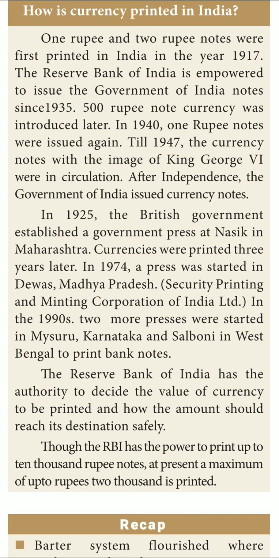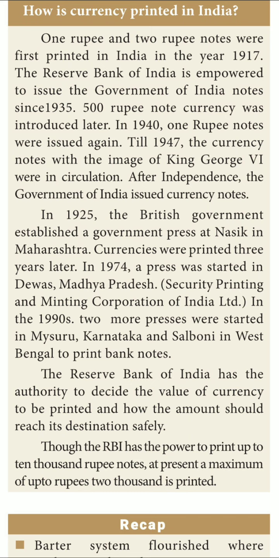In that 1 rupee coin also, the head of King George VI was printed and these were in circulation. After independence, the Government of India issued currency notes. The British government in 1925 established a government press at Nasik, in Maharashtra, and currencies were printed three years later. After that, in 1974, a press was started in Dewas, in Madhya Pradesh. In 1990, 2 more presses started in Mysuru, Karnataka and Salboni in West Bengal to print banknotes. This was started by the British government.